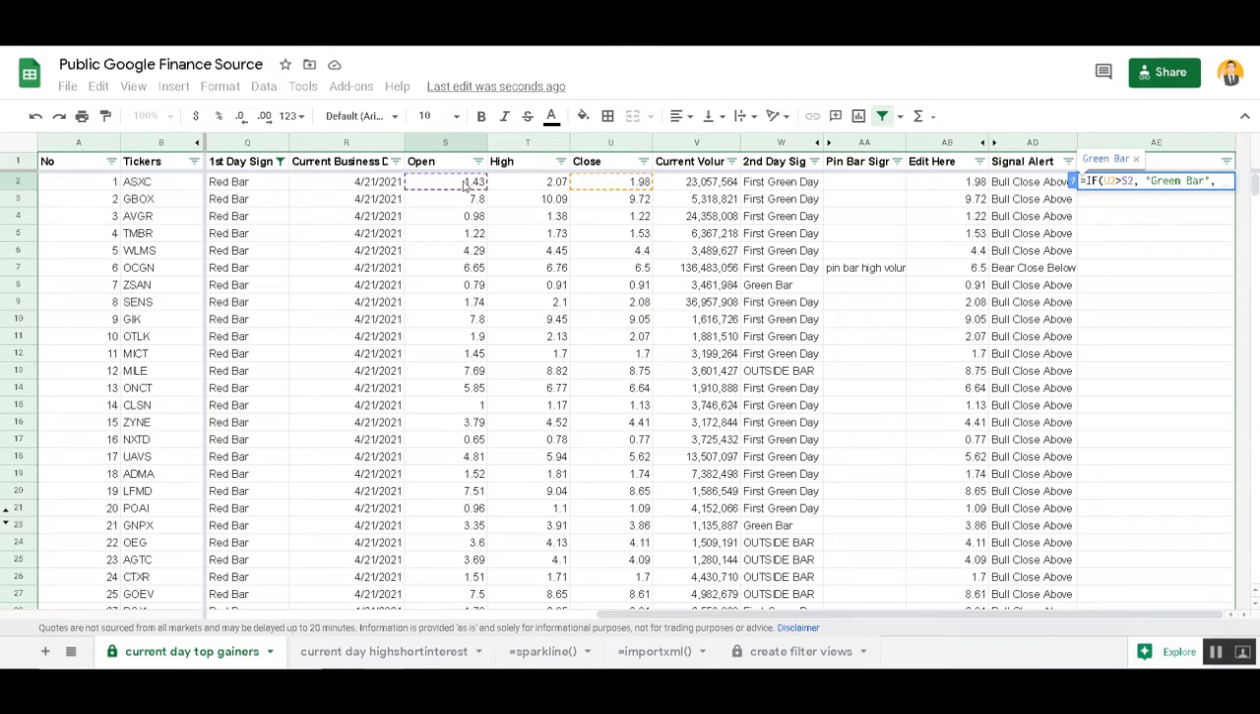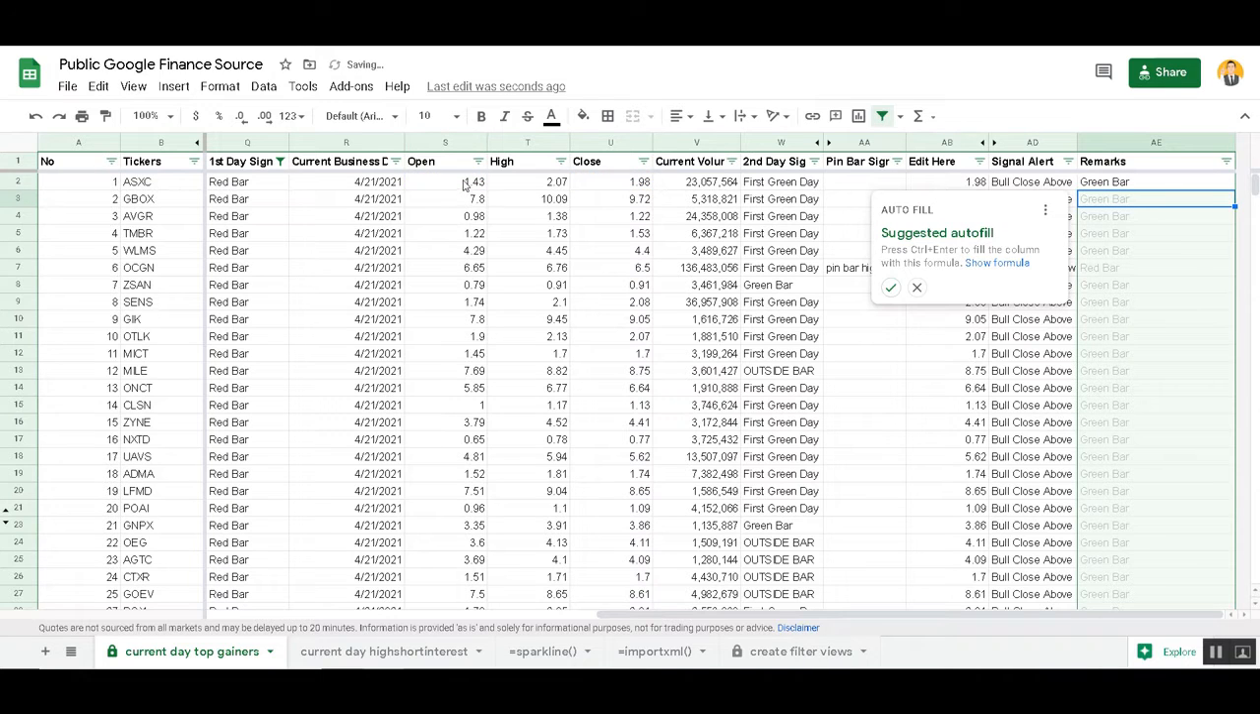If it's false, where the close of the day is actually lower than the open price of the day, we would have a red bar. So if my calculation is correct, we should have a green bar. Let me take away this.